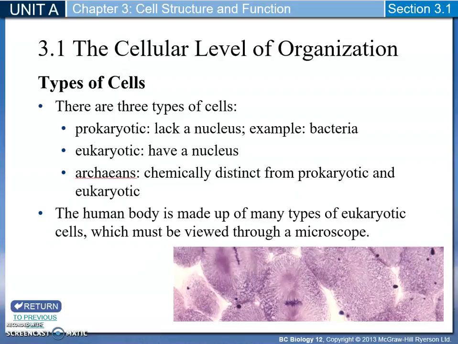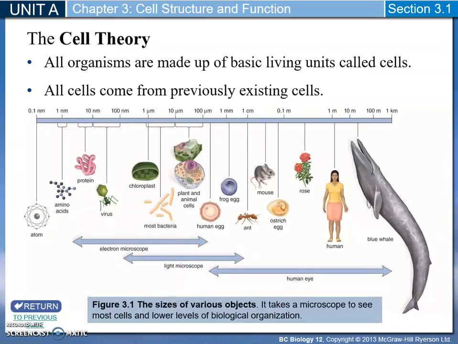We also have archaeans. Now, these are chemically distinct from prokaryotic and eukaryotic cells. We don't come across these too often, so most of the time you will just hear about prokaryotic and eukaryotic cells. The human body is made up of eukaryotic cells, and these must be viewed through a microscope. So all organisms are made up of this basic unit referred to as the cell. And all cells come from previously existing cells.